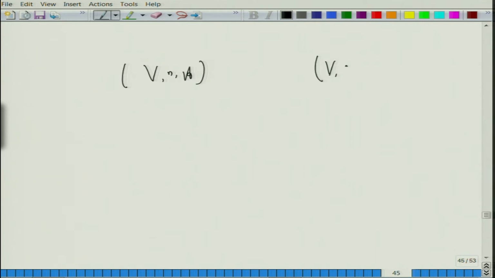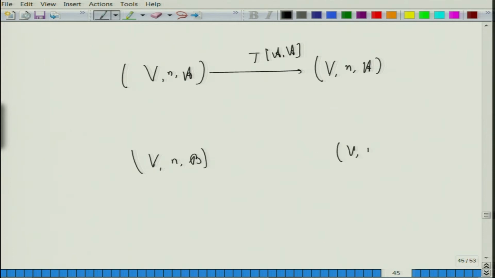Again V, n is there, I have A. I have the map T here. Is that okay? So this T will give me A and A with me. Fine. Similarly, now I have V, dimension is the same, but now I have a different ordered basis here with me. Since I have a different ordered basis, this map T will give me a matrix B here.